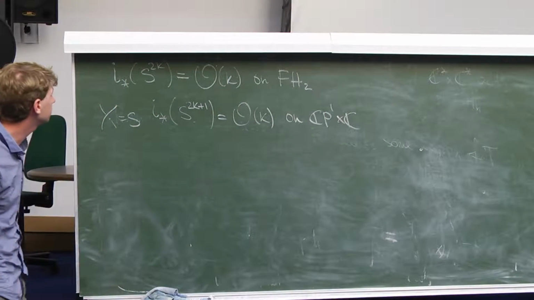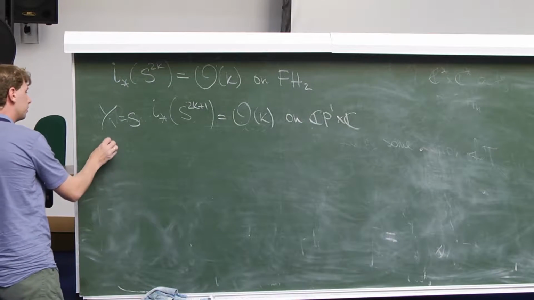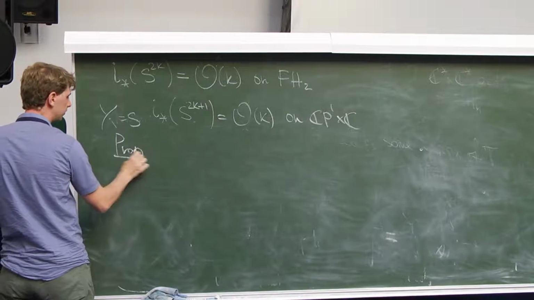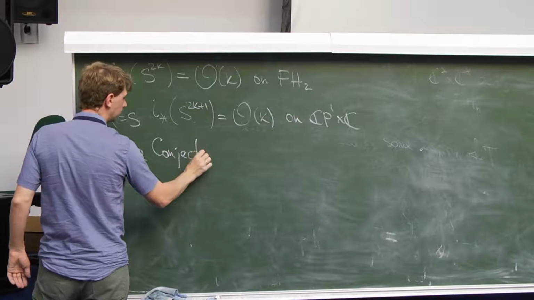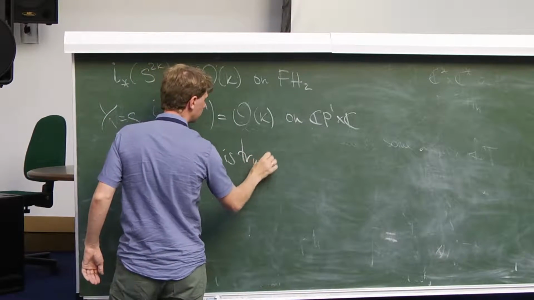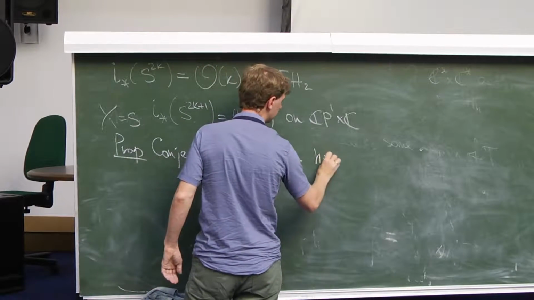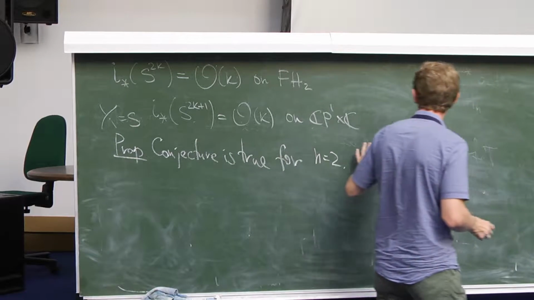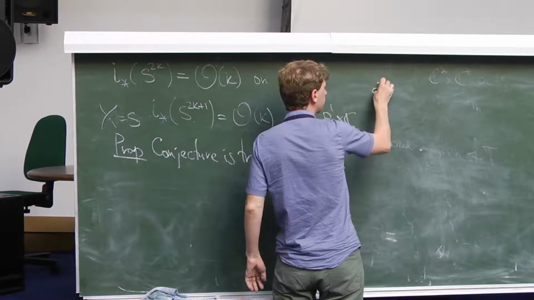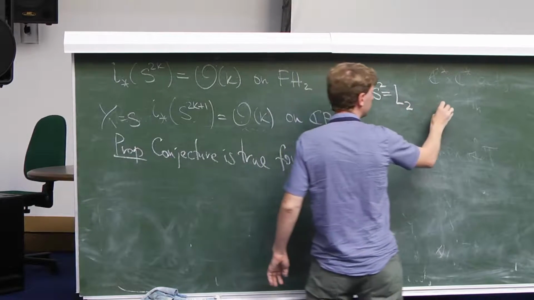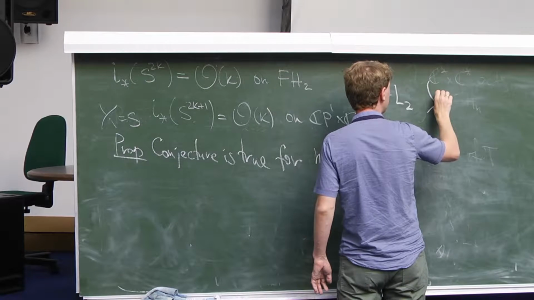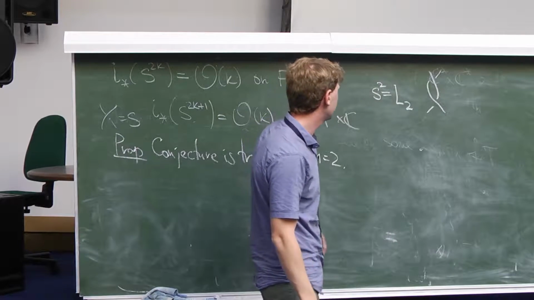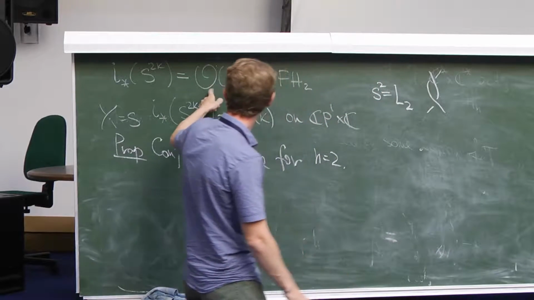And so it's an easy exercise to compute the space of sections, and an easy theorem, let's say, proposition, is that the conjecture is true for n equal to 2. So basically, I just gave you the answer. Again, I didn't say how I guessed it, but this is very natural. And also, S squared is L2. So this is this thing, and this is just L2.